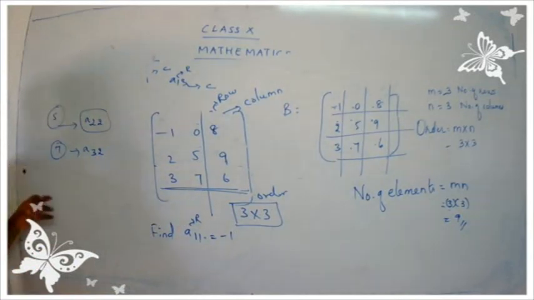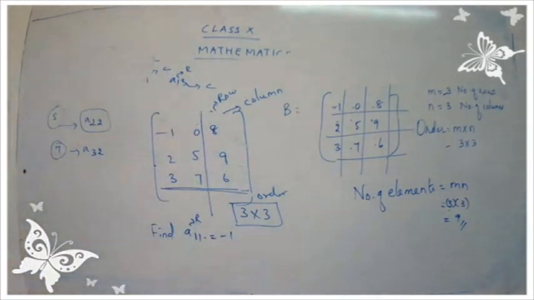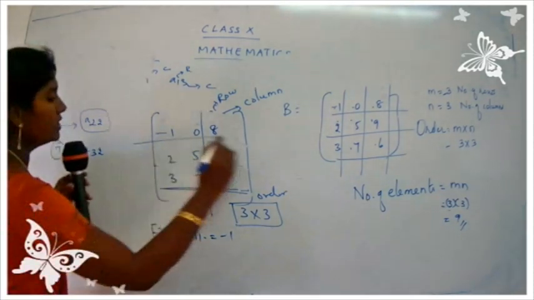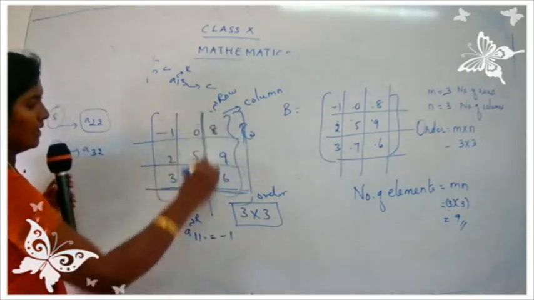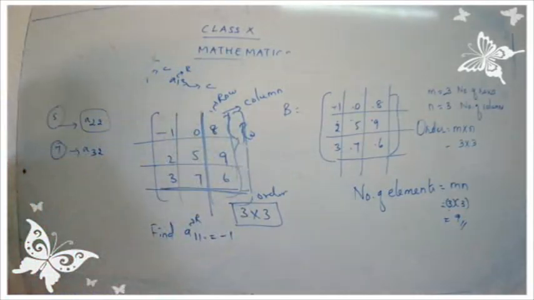So you know what is a matrix. What is a matrix, children? Matrix is a rectangular array of elements. What is a row? The horizontal arrangement is called a row. What are columns? The vertical arrangement is called columns. I hope you're clear. The horizontal arrangements are called rows and the vertical arrangements are called columns.